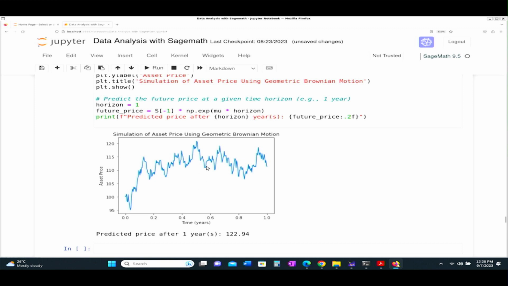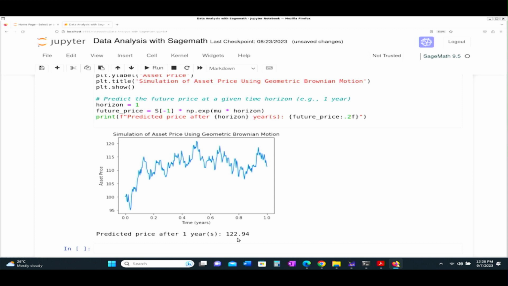And here, like I was asking her to do, I said, can you tell us the predicted price for a particular day or year or something? So that's what we did here, the future price. So the predicted price after 1 year is going to be what? 122.